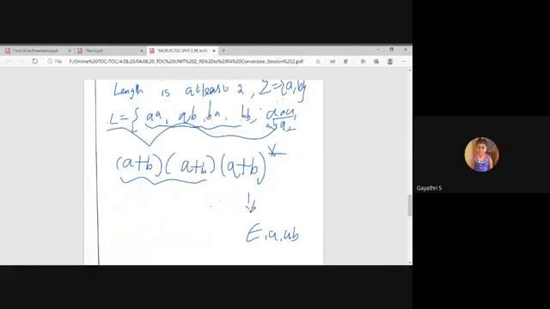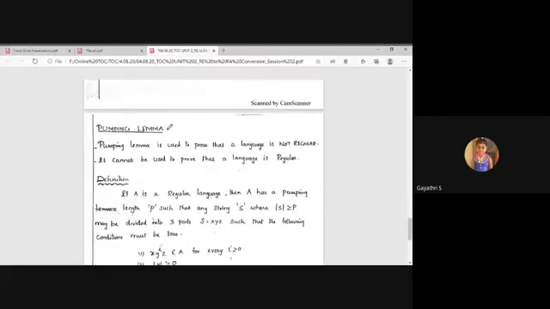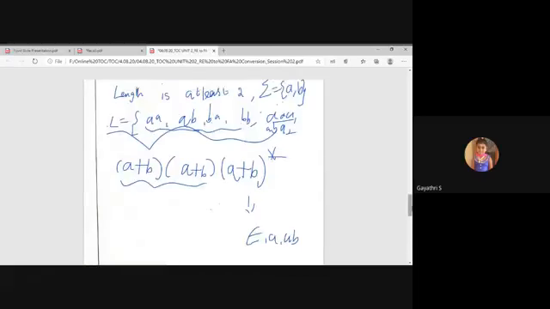So the session is almost coming to the end. In the next session, we will start a fresh topic, pumping lemma. The topic name is pumping lemma. What do you mean by pumping lemma, and what is its use? It is a very different name, right? Let us see about this in the next session. Kindly note down this answer.